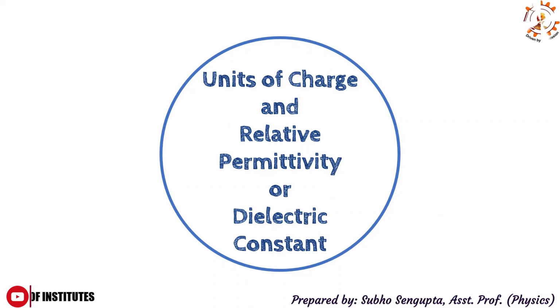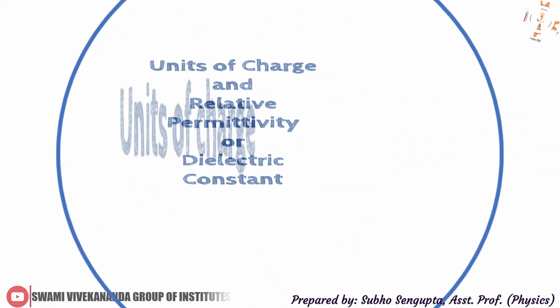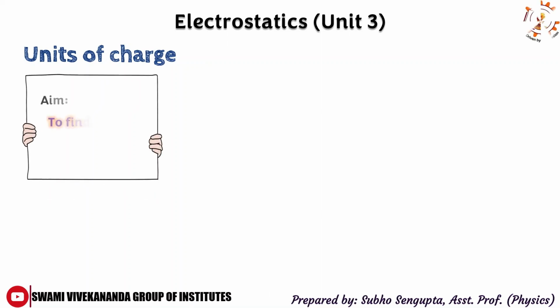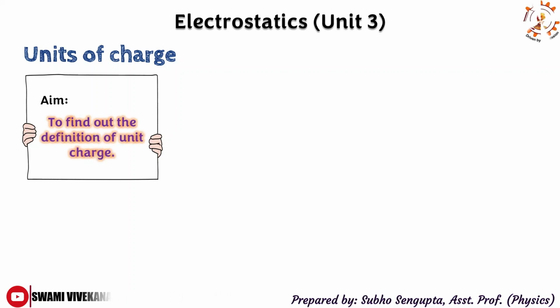Now, the second part of this lecture. Units of charge and relative permittivity, or dielectric constant. I will now discuss the units of charge. To discuss this, we need to define what is unit charge. For this purpose, I am writing the mathematical expression of Coulomb's law for both SI and CGS electrostatic system.